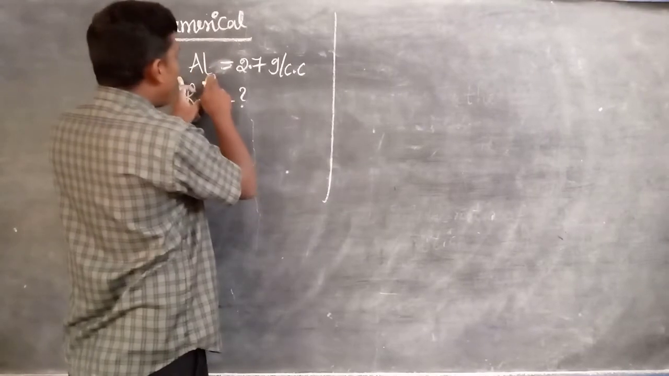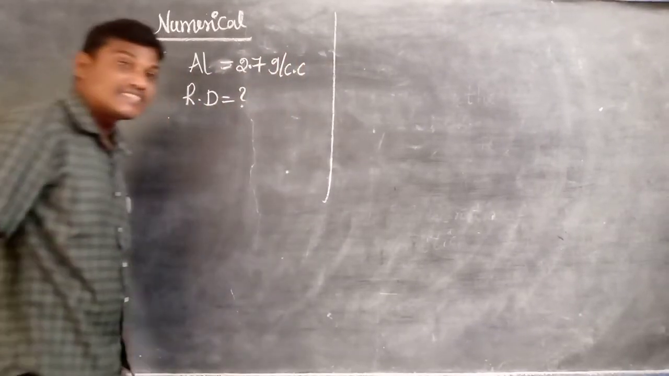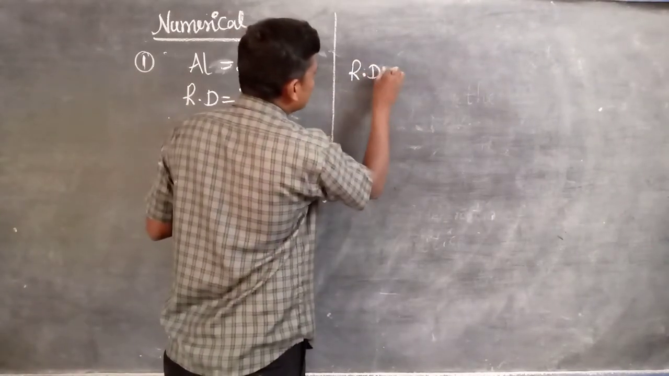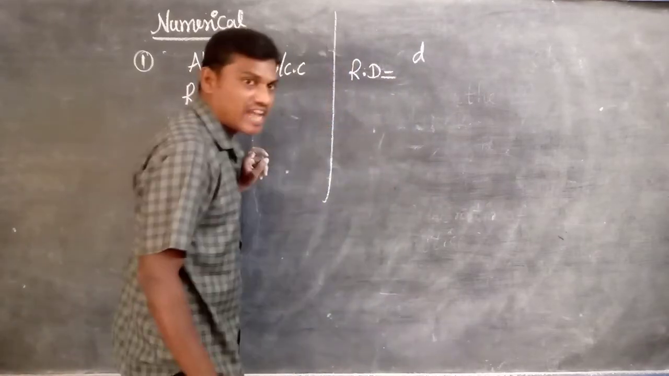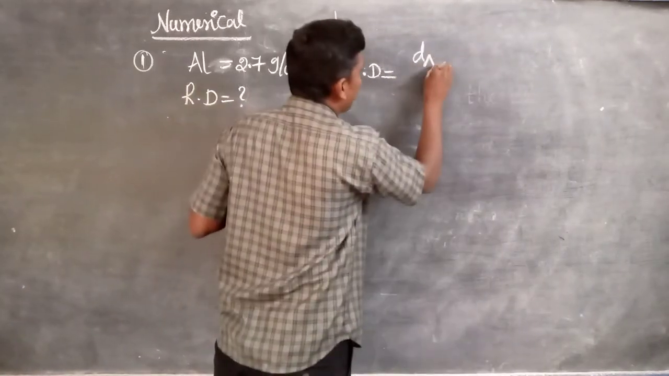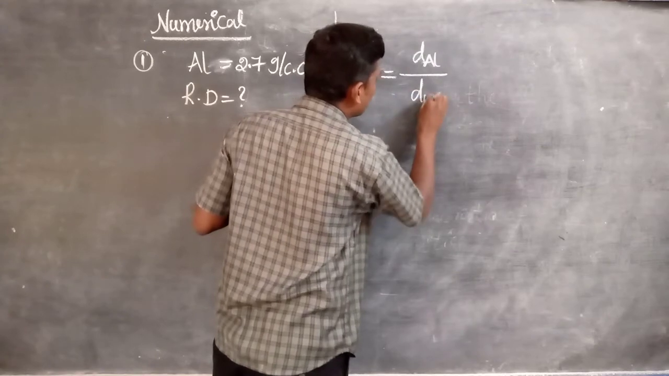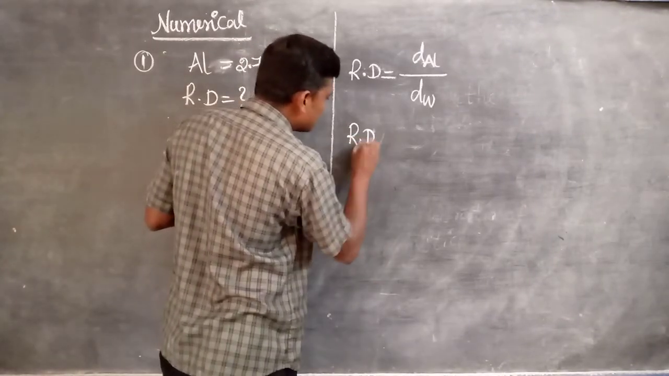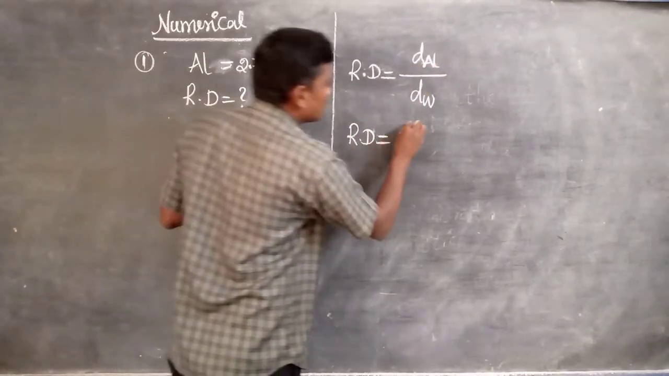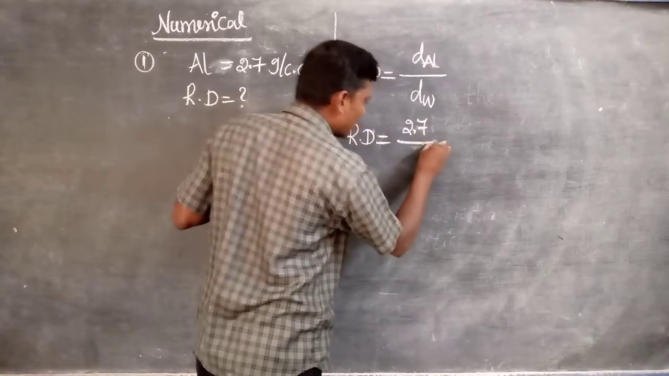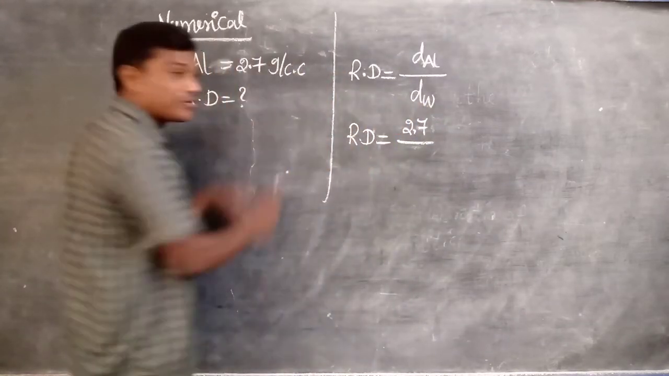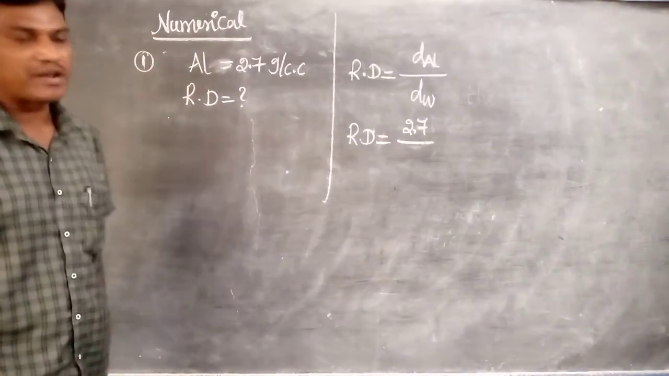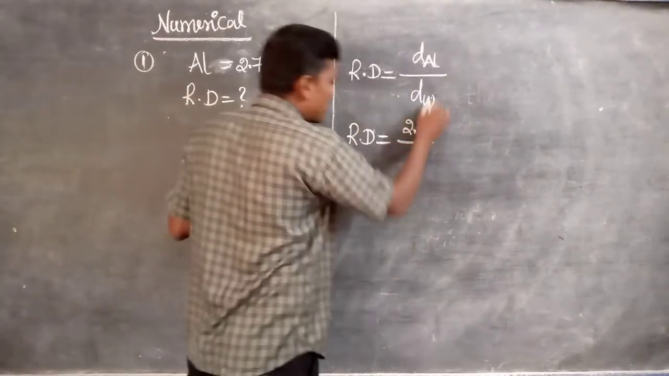Here the aluminium value is given in which system? CGS system, correct. Now, the relative density formula equals the density of the substance, here aluminium, upon the density of water at 4 degrees Celsius. So Rd equals 2.7 upon the density of water in CGS units, which we already know is 1 gram per cc. In SI units it is 1000 kilogram per meter cube.